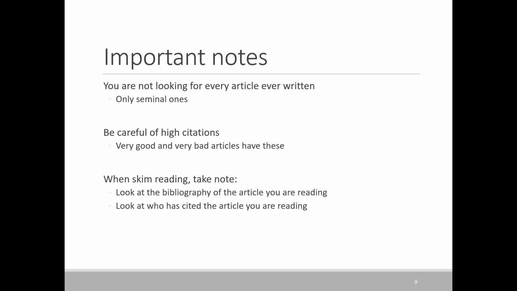It's important that you realize that you're not looking for every article ever written, just the seminal ones that convey the main academic opinions about the topic. A seminal article is an article that carries a lot of weight in the academic field because it sets a research position around an area. Often these articles have high citations and are written by experts in the field. Be careful though to not only look at citations. A very bad article will also have high citations because of the amount of articles wanting to disprove it.